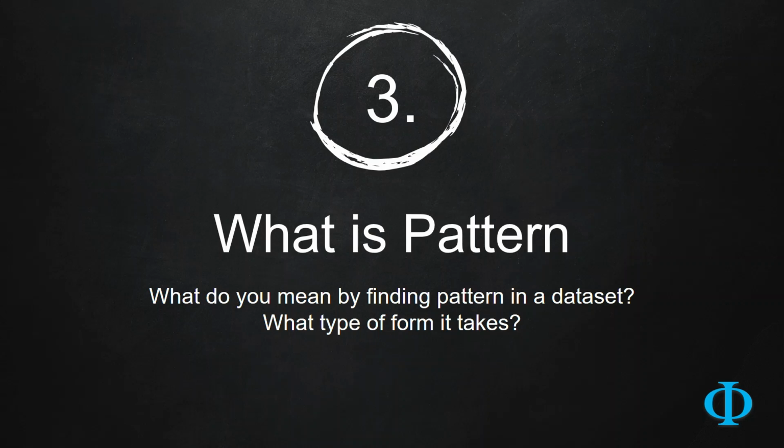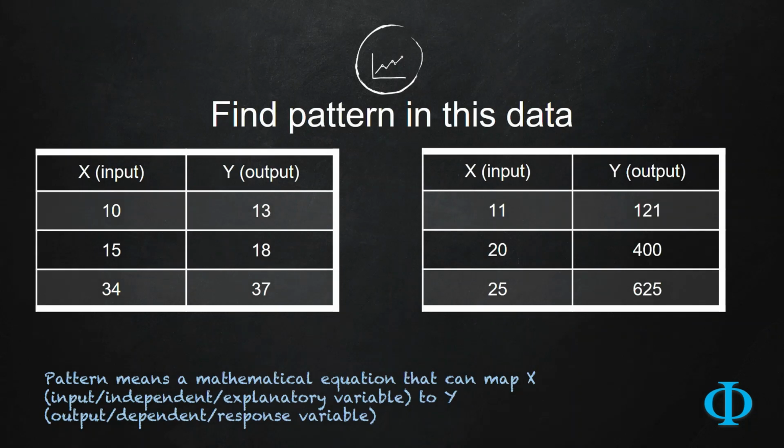So what is pattern? What do we mean by finding pattern in a dataset? Or what type of form it can take? In simple words, a pattern means basically a mathematical equation that can map x, or an input variable, with y, or the output variable.